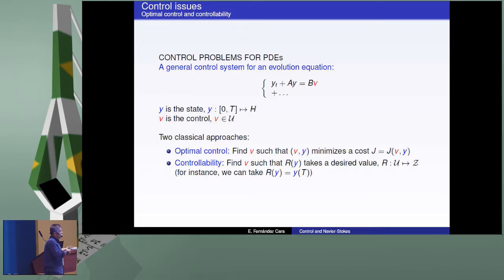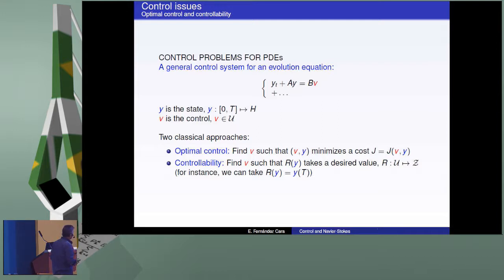Well, usually when we find a system of some kind, a differential system, an algebraic, linear or nonlinear system, we analyze the existence of the solutions. We try to see if there is one or several solutions. In many cases, if it is possible, we study the regularity of the solutions, etc. In the control theory area, we try to go beyond.